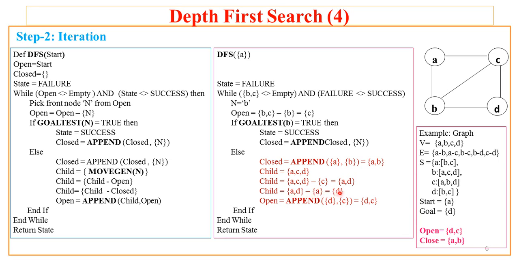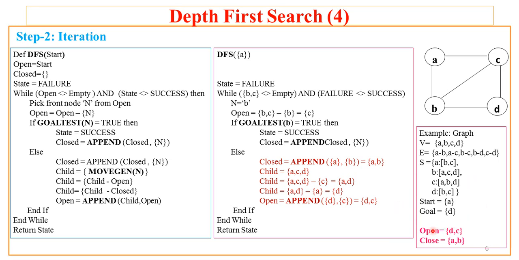So what is left in child now? It is only D. Now that D is appended at the beginning, because we are maintaining open as the stack. So whatever is left in the child is placed at the beginning of the open list. So now our open is updated to D and C. This way, this new open and the new closed will be the values used in the next iteration.